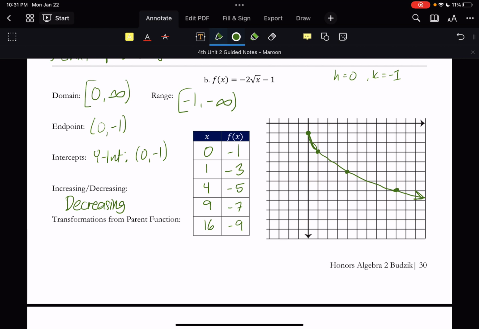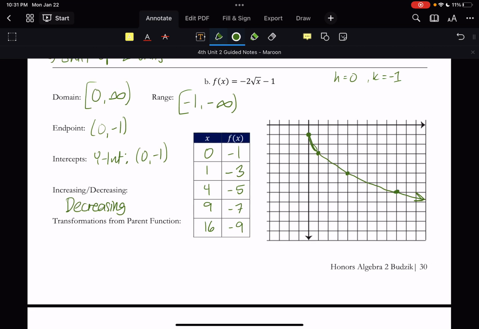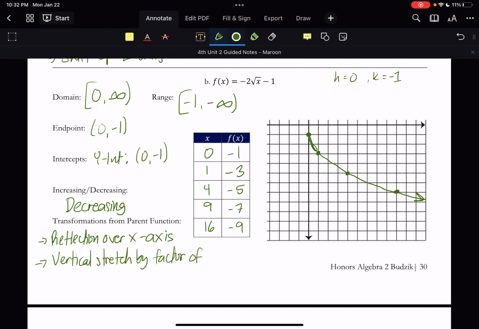And the transformations from the parent function, so I have 3. So the first one is the negative out front. That tells me that I have a reflection. So I reflected over my x-axis. I have the 2 out front, so I know that that is a vertical stretch. So I stretched by a factor of 2. And then I have the -1 out back, so that is going to be a shift down 1 unit from the parent function.